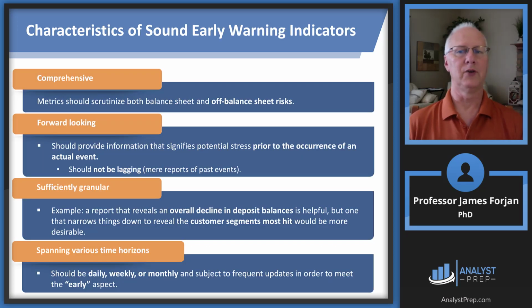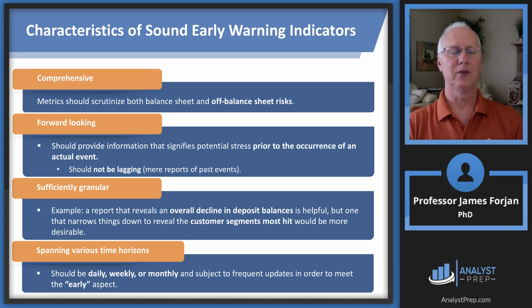All right, let's directly address that first learning objective. Characteristics of sound early warning indicators. All right, comprehensive, which means we're going to look at the financial statements, right? Particularly the balance sheet, but we also want to look at all those off-balance sheet items, things like special purpose vehicles and the like. Forward-looking, of course, information that provides information on potential stress prior to the occurrence of an actual event. Go back to when you watch business shows on television and an economist will be on. They always have leading indicators and lagging indicators and coincident indicators. And so we want to avoid those lagging indicators. This should be forward-looking.